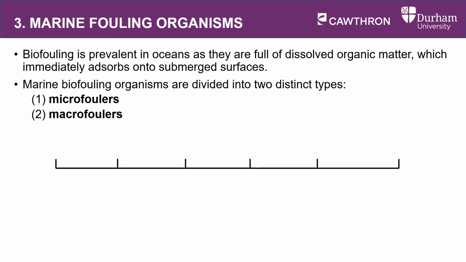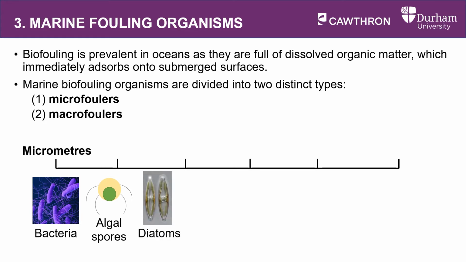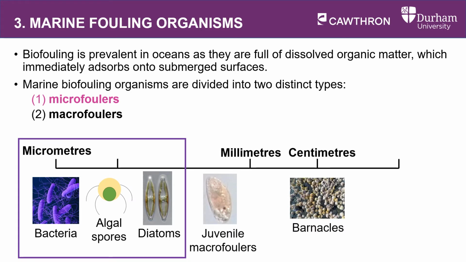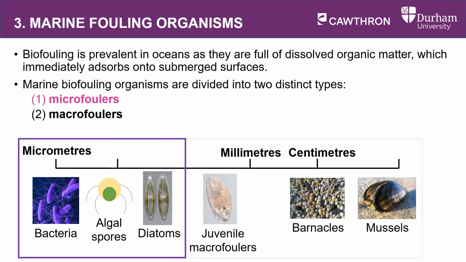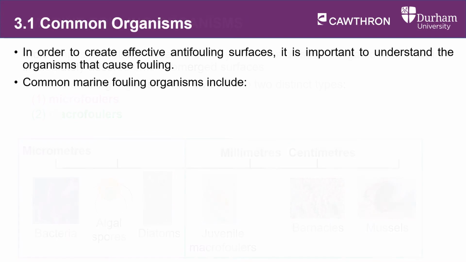The first are microfouling organisms, which measure only micrometers in length and include bacteria, algal spores, and diatoms. These organisms are responsible for the biofilm growth discussed in the previous section. Then we have macrofouling organisms, which are much larger and more visible. Due to their larger size, the detrimental effects of macrofoulers are often more serious.